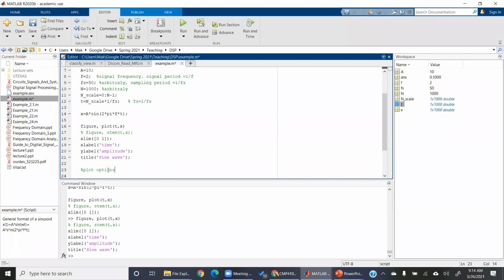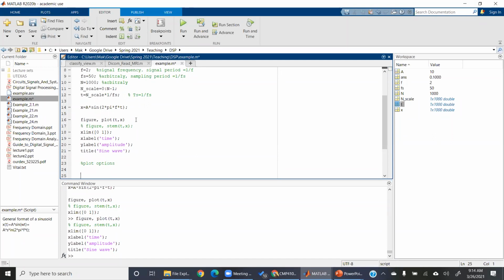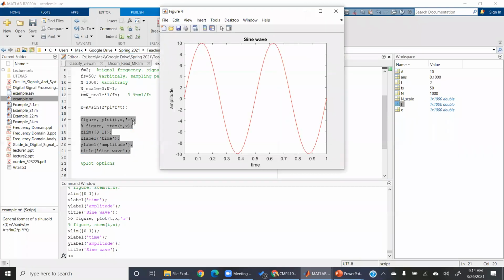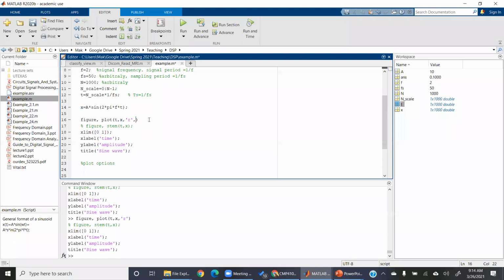Okay, so I want you to look at plot options. For example, if I wanted this to be in red, I could do that. So my plot now should be in red color. If I wanted to, oops, no. I think that's a plot style. I don't just put it there.